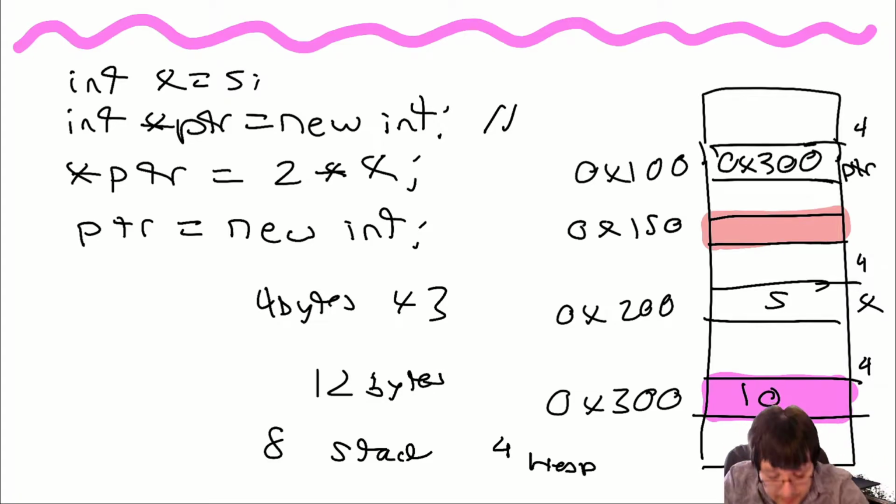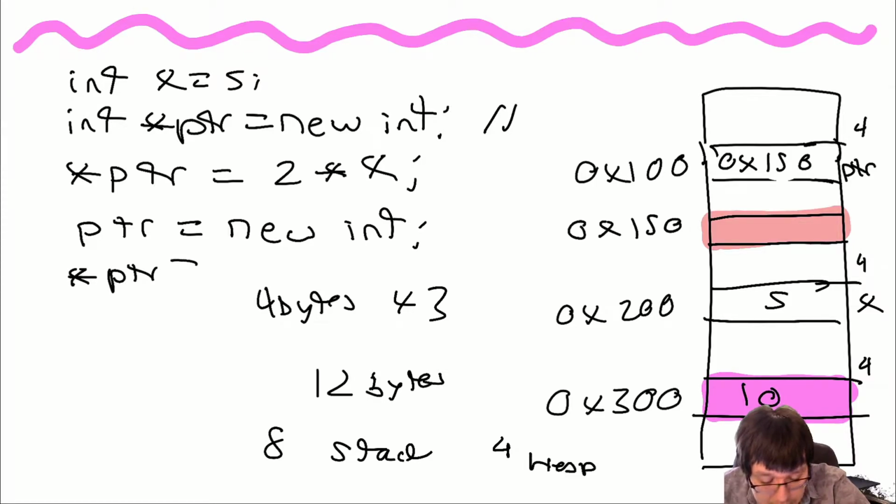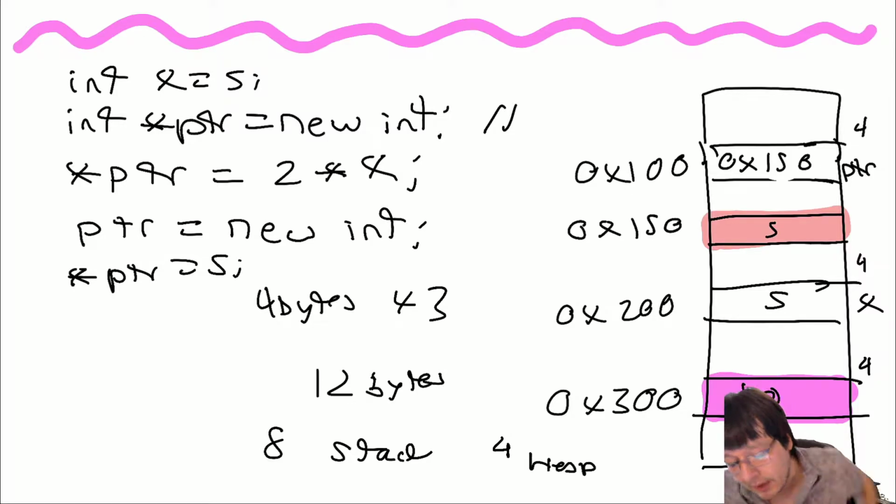Okay. Here's the thing though. We got to update PTR because we're saying PTR gets new int, right? So that means that PTR, which lives at address 100, the contents of that are no longer going to be 0x300. It's going to be 0x150, right? Because that's the one that we got from the operating system. And so now we can store into PTR, I don't know, another number for some reason, 5. And so what is that going to do? That's going to store 5 there. How does that work? We dereference PTR, which means we go to the address that is contained in PTR, which is address 150. So we go to address 150, and we store 5 there.